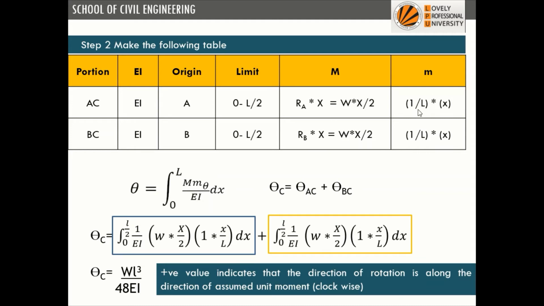The value of M will be 1 by L into X from the left hand side, and for the portion BC again it will be RA into X, that is 1 by L into X. So when we solve it, we get the value W into X by 2, this portion, into X by L into X by L. For portion BC, we'll put all these values in the equation and we will get the value WL cube upon 48 EI.